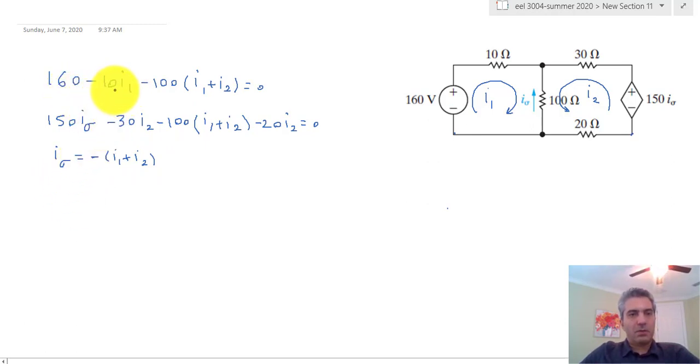So with that, I'm going to rewrite this. We have minus 10 I1 and minus 100, so minus 110 I1 and minus 100 I2. That's equal to minus 160.